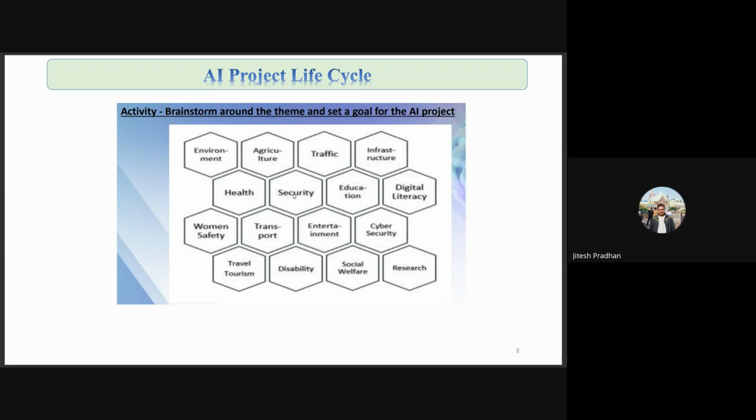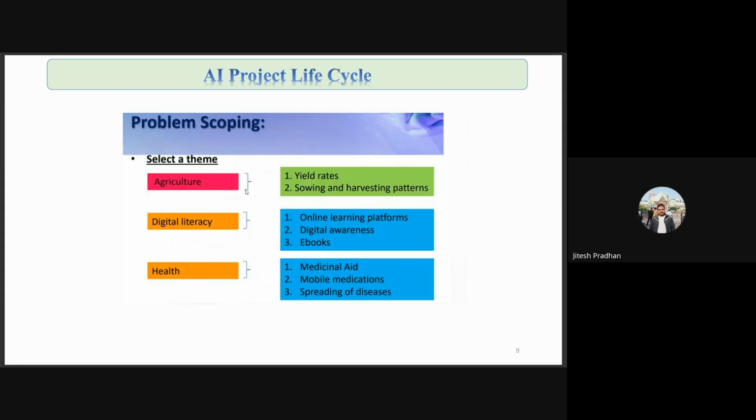In case of security, we have to detect bots and malware threats. In education we can use AI, because in the education field we can use teleprompters and smart boards. Then digital literacy is there, women safety is there. These are just examples of themes where we can identify a problem.